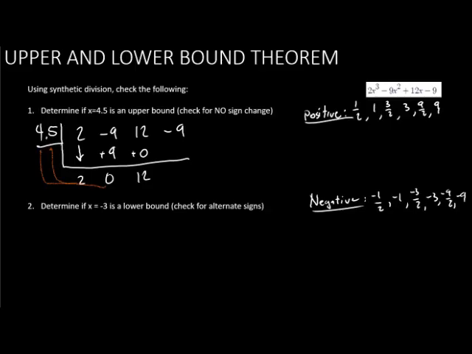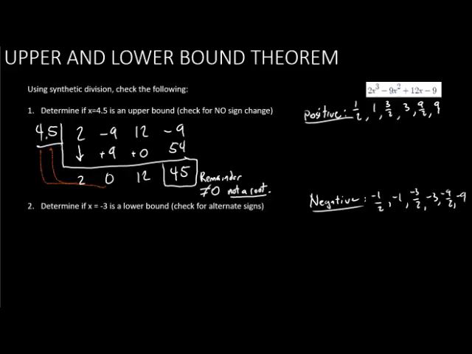Then we'll take the 12 times the 4.5. If we do that multiplication, we'll get 54, and 54 minus 9 gives 45. This 45 is our remainder. Since this remainder is not 0, this tells us 4.5 is not a root.